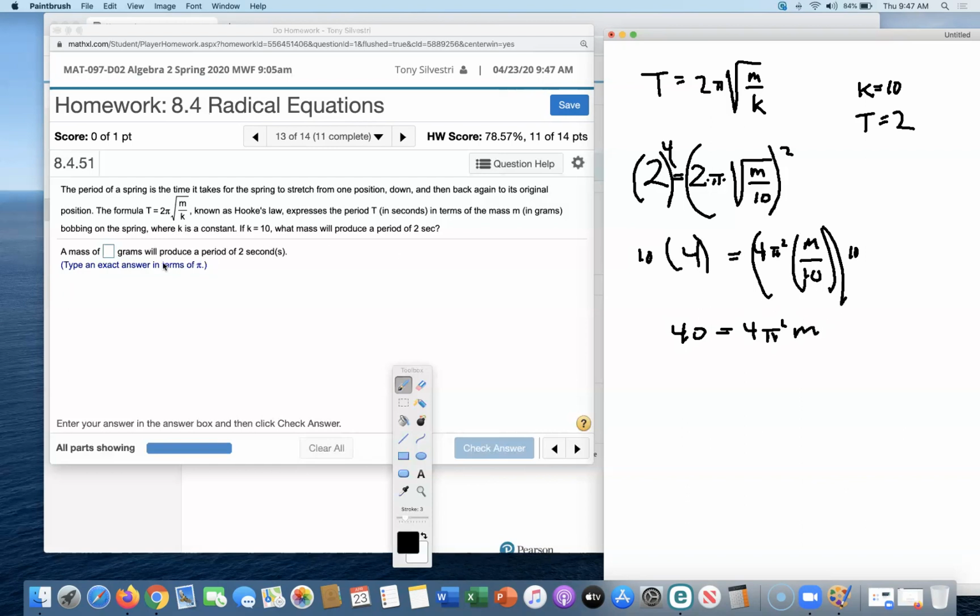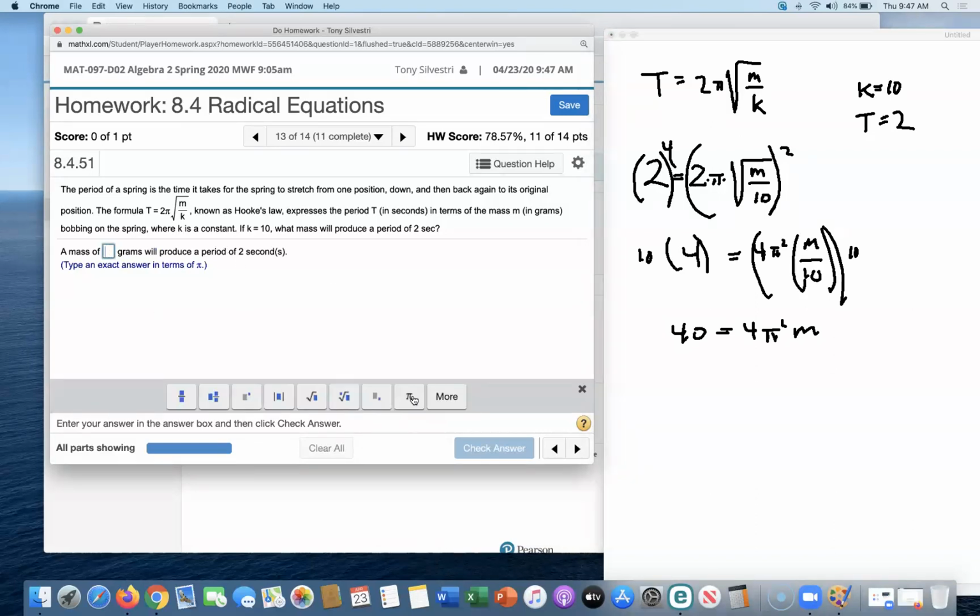Now, what they're saying is give an exact answer in terms of pi. In other words, if your answer has a pi in it, just leave it there. Okay? Because if I go ahead and plug it in, see, they give us a pi to plug in, so you don't need to get the calculator involved. I'm solving for M.